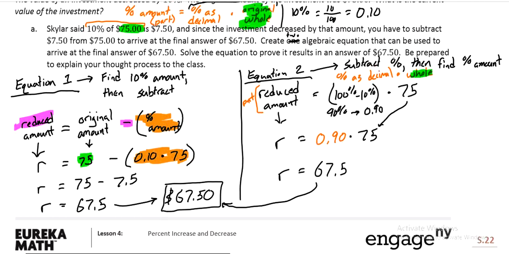So, in summary, you could find the 10% amount first, then subtract it from the original, or you could find the remaining percent first, meaning that you subtract the percentages, then just multiply that by the whole amount to find your reduced amount. Two different methods, both equally as fine to use. Choice is up to you.